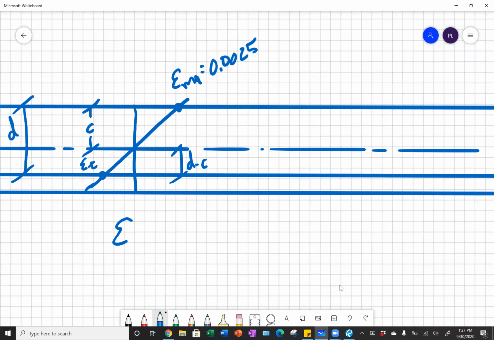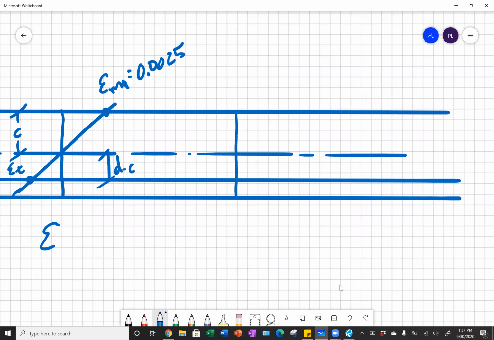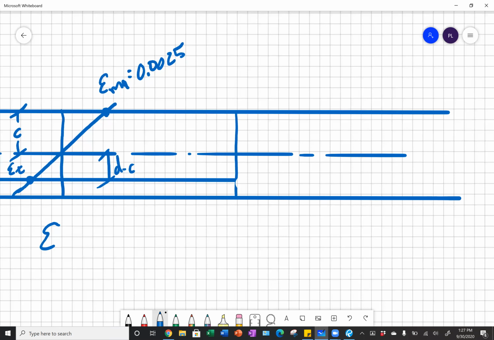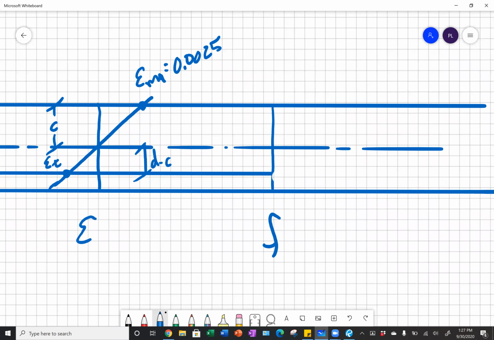As we look at our stress diagram for masonry, similar to reinforced concrete, Chapter 9 of TMS tells us that we are not allowed to use any masonry in tension. So in F, it tells us masonry in tension does not contribute to axial and flexural strengths. Axial and flexural tension stresses are resisted entirely by our steel reinforcement. And so in our stress diagram here, on the bottom where we're in tension, we have this tension force, and our tension force equals As times fy, which is the same as it is for concrete.